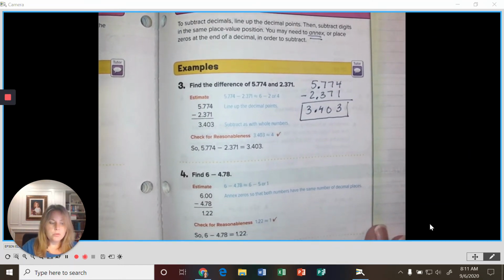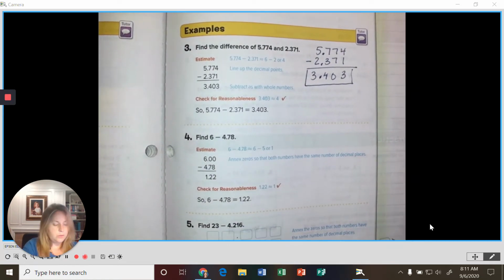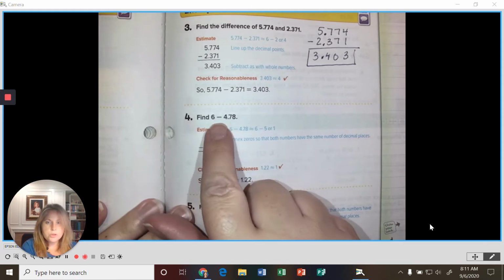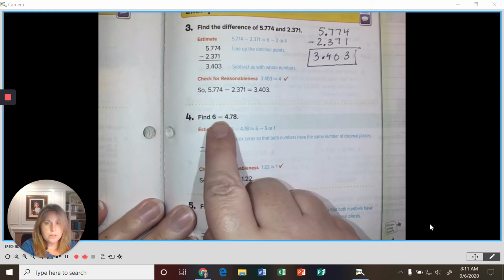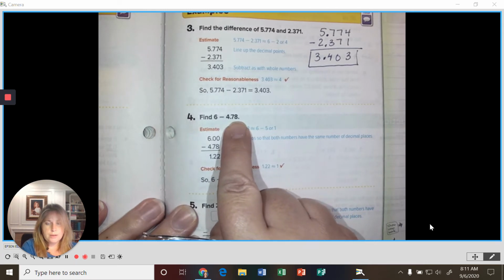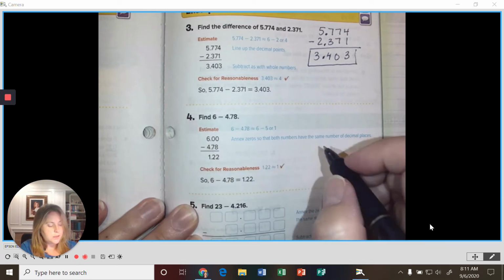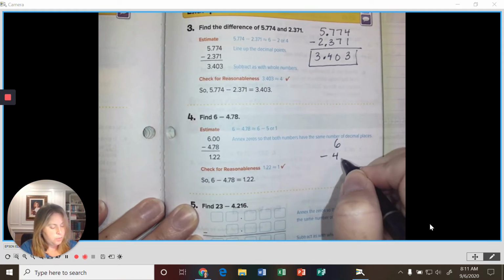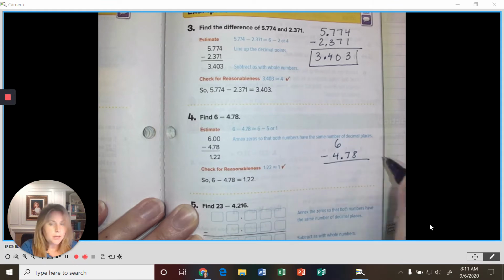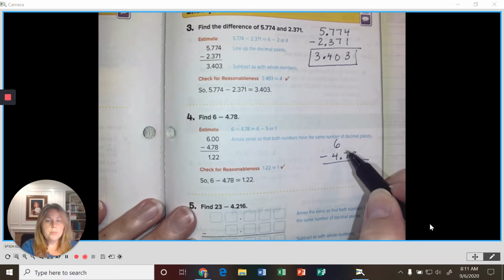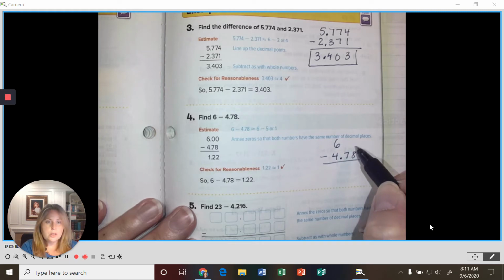All right, so now number 4, we get to practice annexing zeros. So we have 6 minus 4.78. Okay, so we'll notice there aren't as many. This has 0 numbers after the decimal, and this number has 2 numbers after the decimal. So when I try to line this up, 6 minus 4.78, I will notice, well, that's my whole number. I lined it up with the whole number, 6 and 4. But when I need to subtract the 8, there's nothing above it. So I need to annex or place zeros here.